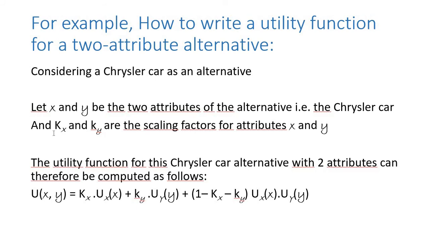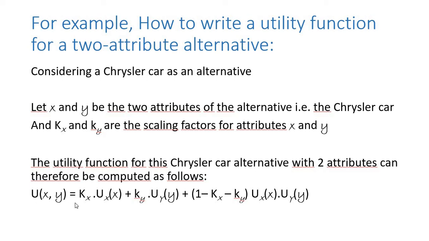Next is to create a scale for the two attributes, and we assign scaling factors for each of the attributes, noted here as kx and ky. So after setting the x, y, kx and ky, next we proceed to writing the utility function for this particular alternative, in this case a Chrysler car. It can be written as listed here below.